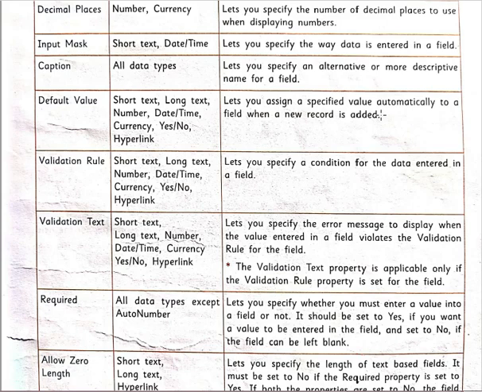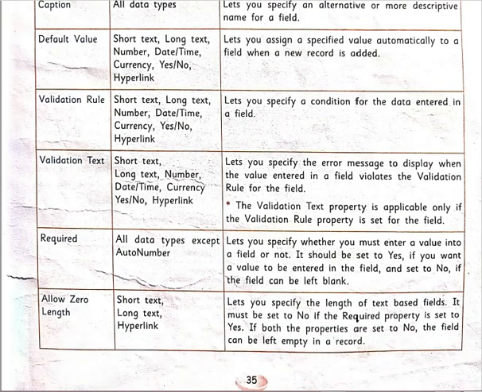The validation text property is applicable only if the validation rule property is set for that field. So for a particular field, if we have applied the validation rule, then only that message will be shown. But if we have not applied the validation rule in that field, then that type of error message will not be displayed. Fine.